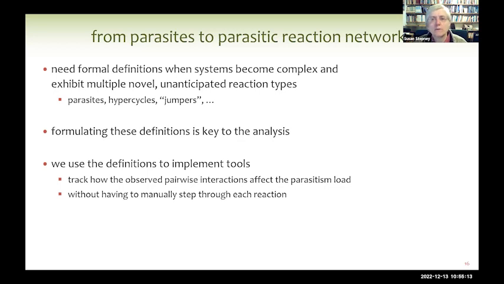We used those definitions to implement the analysis tools and to track how these pairwise interactions were affecting parasitism and affecting other properties of the system. The last thing we wanted to do was have to manually step through each reaction and figure out what was going on, although we did have to step through some reactions in order to figure out what was going on, in order to specify it and then build the tools.